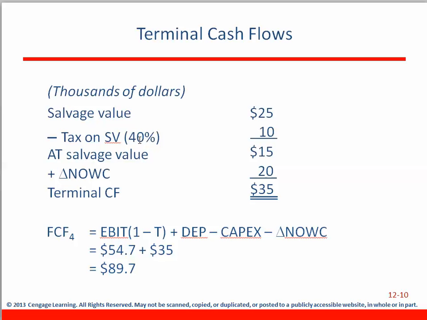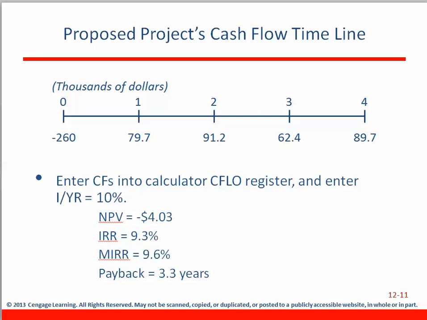So we have to pay 40% tax on that salvage value, which is 10, and so the after-tax salvage value is only 15. And then remember what I said about the working capital. The working capital is freed up to be used in the company again, so that $20,000 comes back to you. So in addition to the operating cash flows in time 4, we have this additional $35,000 of non-operating cash flows. Okay? So then we put it all together on our timeline.